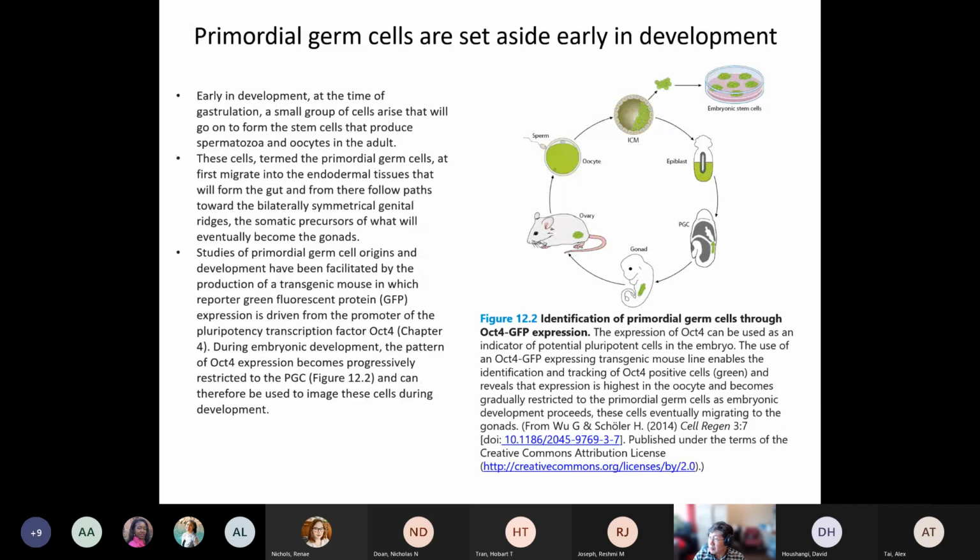But here, one important thing is the marker of primordial germ cells. So the marker actually is OCT4. You probably will be surprised, because previously when we described OCT4, it is one of the factors that Shinya Yamanaka used to reprogram cells, reprogram fibroblasts toward pluripotency. So OCT4 is associated with pluripotency.